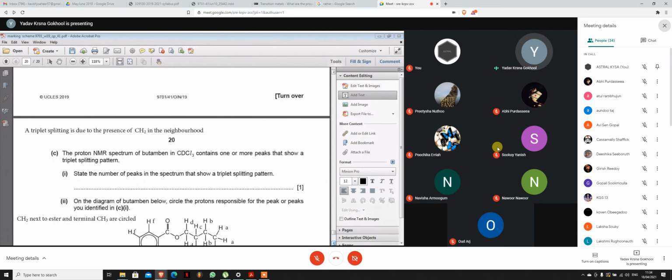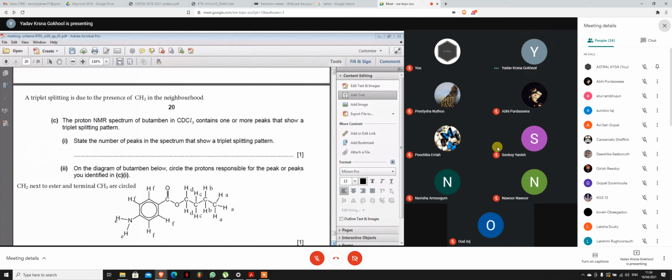Okay, we come to the splitting now, so the NMR of butamben. See, we are working with butamben. So this is A, B, C, D, then E and F. So in fact, we have 6 environments. I hope those who are having problems with NMR can follow.